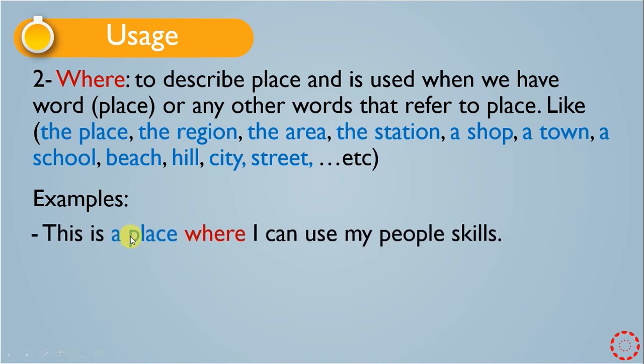Look at these examples. This is a place. We have a place here. That's why we use the relative pronoun where. This is a place where I can use my people skills. Paris is the second example. Paris is the city. The city is a place. That's why we say where. Paris is the city where I live.